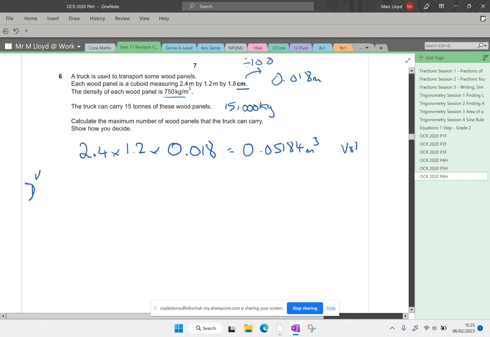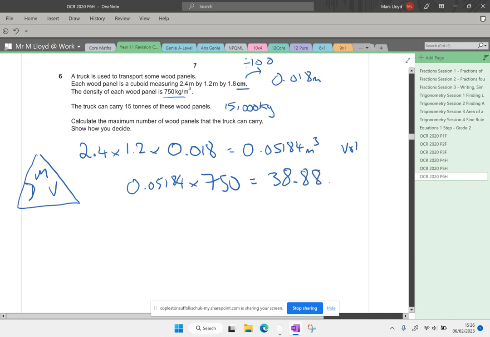Right, so our density, mass, and volume triangle means that when we want to find the mass of something, we're going to have to multiply the density by the volume. So this answer here, 0.05184, is going to be multiplied by 750, which is our density. So volume times density gives us the mass, and that is 38.88 kilograms.